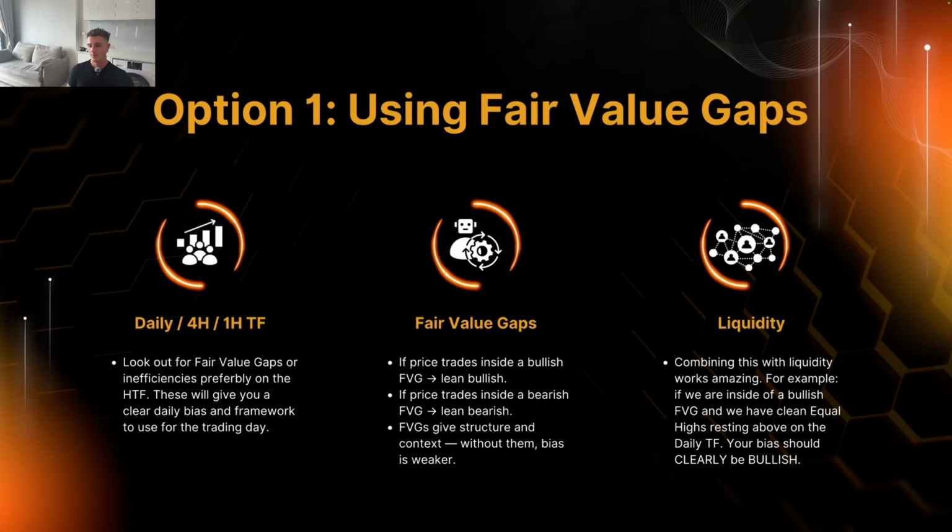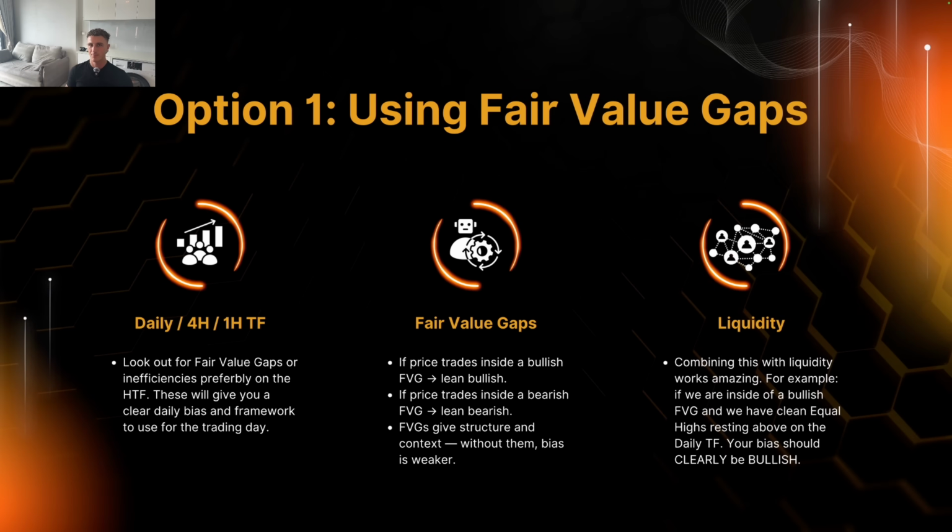If price trades into a bearish fair value gap, you're going to be leaning bearish, meaning you have a bearish bias. Fair value gaps give structure and context. Without them, bias is going to be a lot weaker. So if there's no fair value gap on that time frame, for example, the daily, the 4 hour, or the 1 hour, actually determining a daily bias for that day is going to be a lot trickier compared to if there is an imbalance.